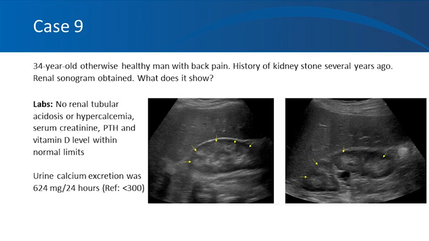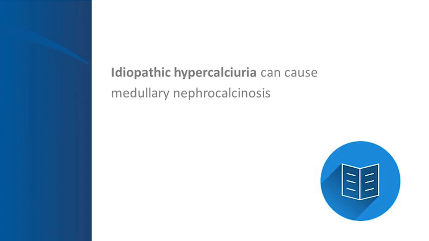But surprisingly, this patient did not have any renal tubular acidosis, no hypercalcemia, and serum creatinine, PTH, and vitamin D level all were within normal limits. The only thing that was abnormal was his urine calcium excretion, which was significantly high at 624 milligrams per 24 hours. So he has idiopathic hypercalciuria, and he was treated with thiazide diuretics and supportive care. So the take-home point from this case is that idiopathic hypercalciuria can cause medullary nephrocalcinosis.